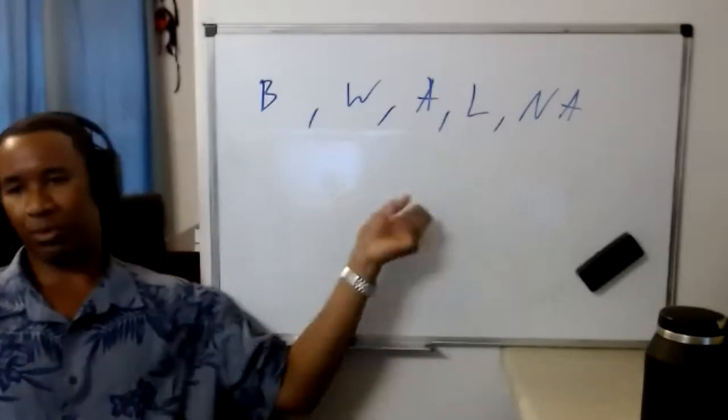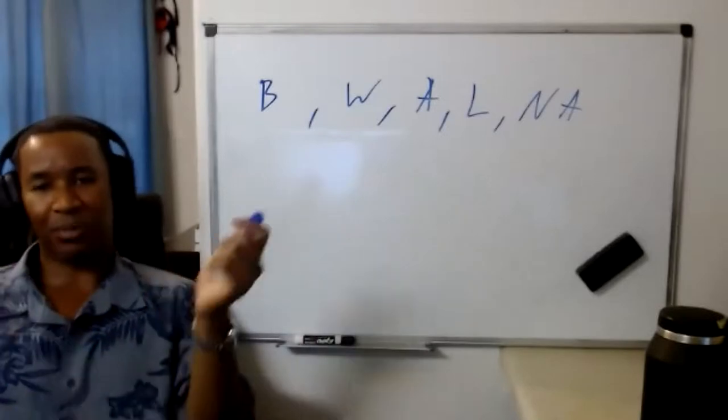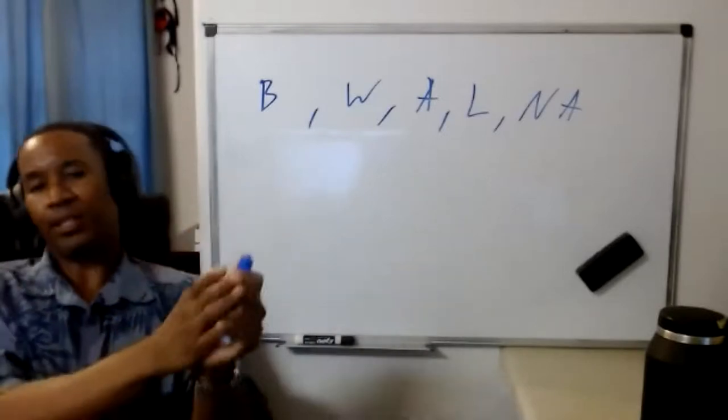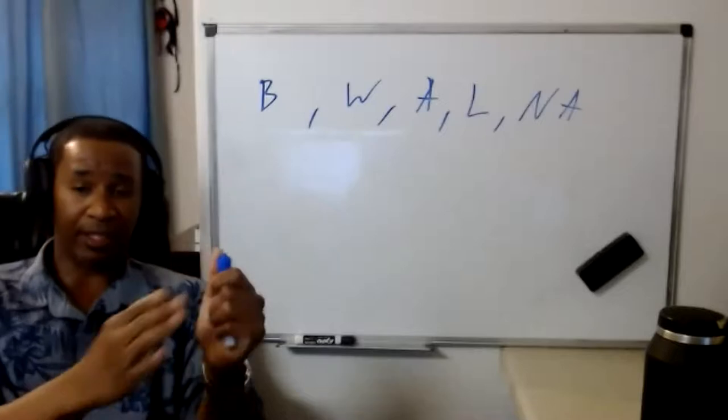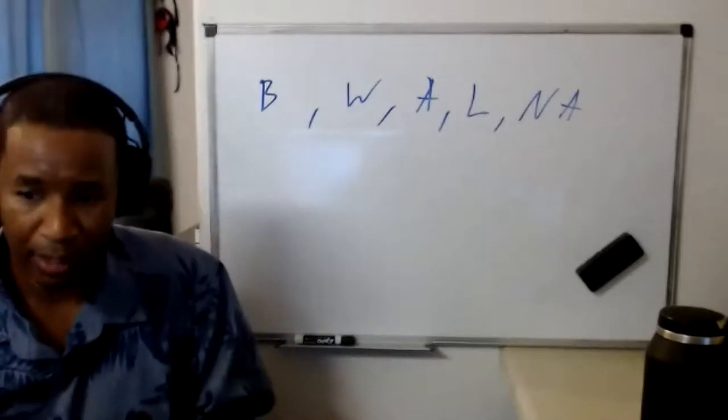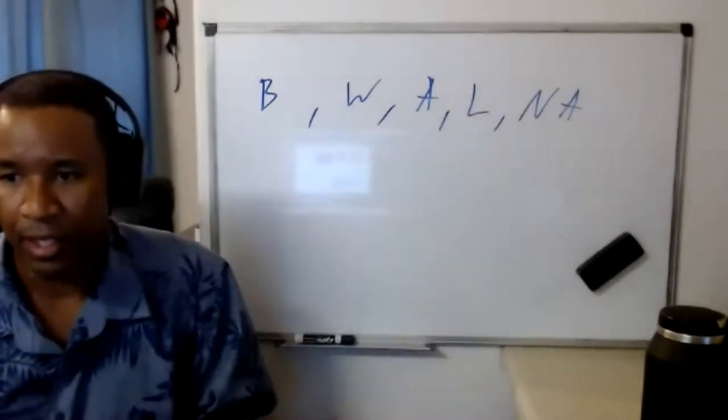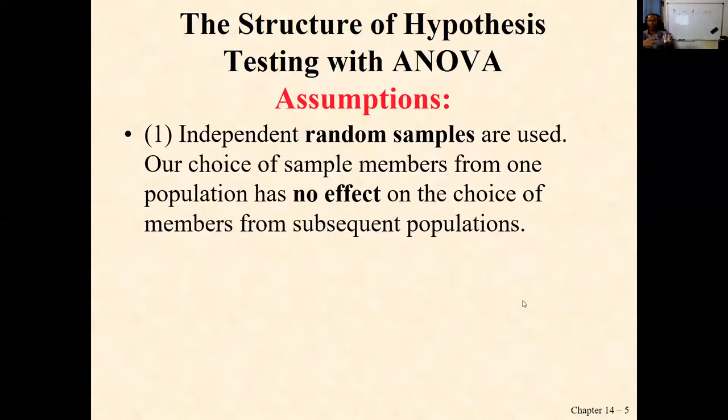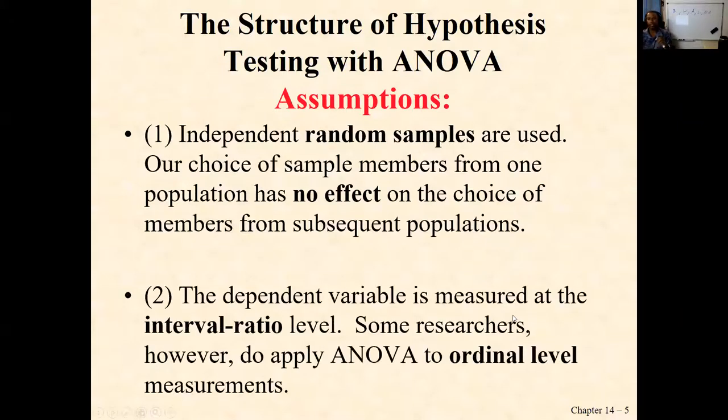So I would have both poor Asians and poor whites because these samples aren't independent. So that's what that first assumption means, is that our samples are independent. That is, the members from one group do not affect or influence who gets into the subsequent population.